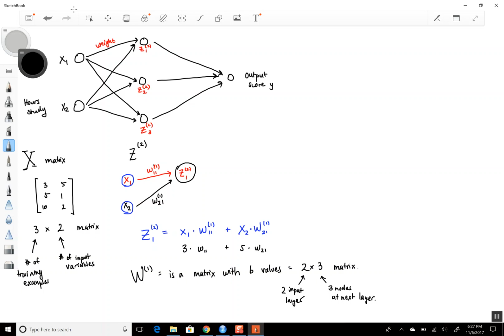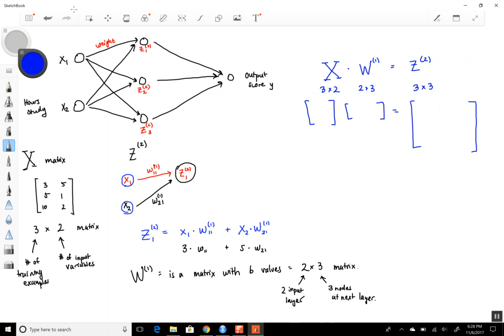Does that kind of make sense? All right, and so in this case, if we have a 3 by 2 matrix X, and we multiply it by weight matrix W, X is a 3 by 2, and weight matrix W is a 2 by 3, what's our output going to be? Our output will be a 3 by 3 matrix, okay? So we've got 3 by 2, and then 2 by 3, and we will get a 3 by 3.